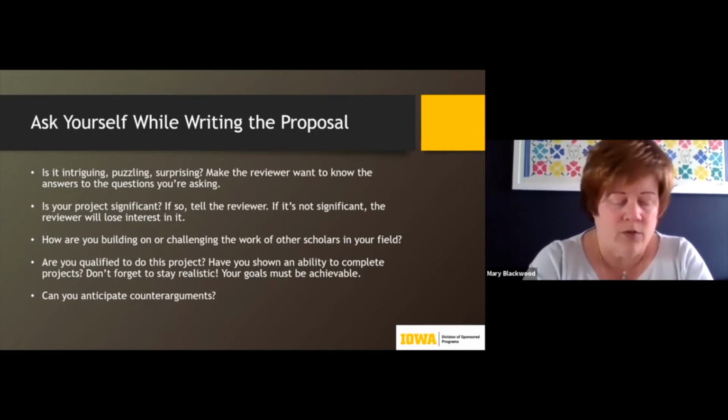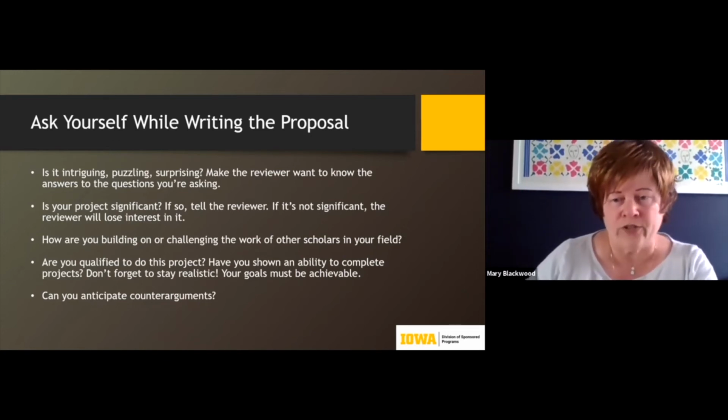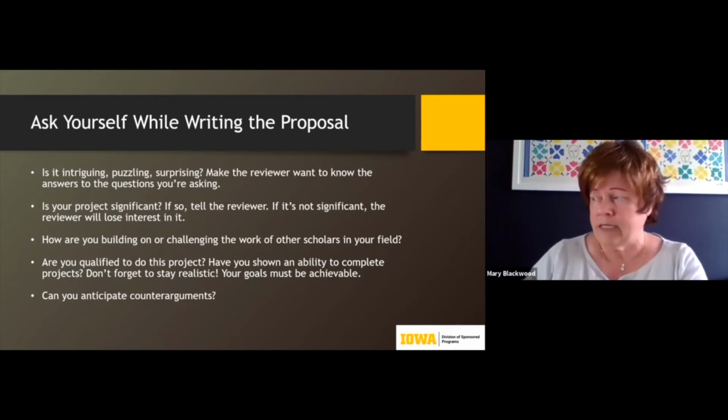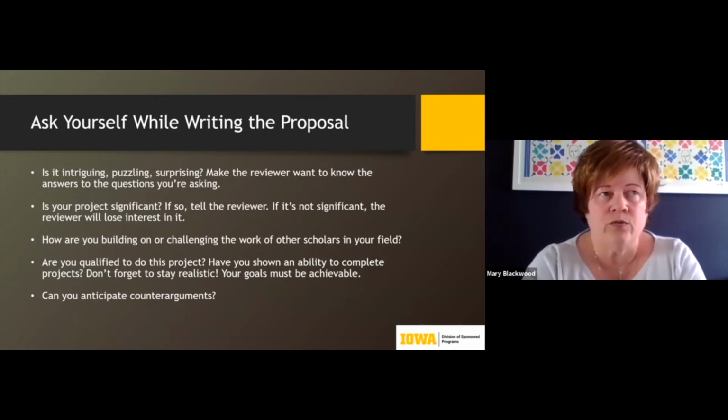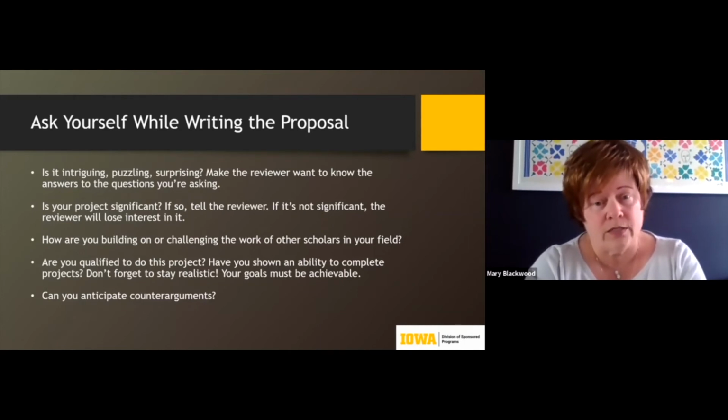Now, here's an important thing. If you have an ability to show that you've got project management experience, that's going to sound really good to them. Show that you know how long it takes to get something done, how hard it is to get certain things done.